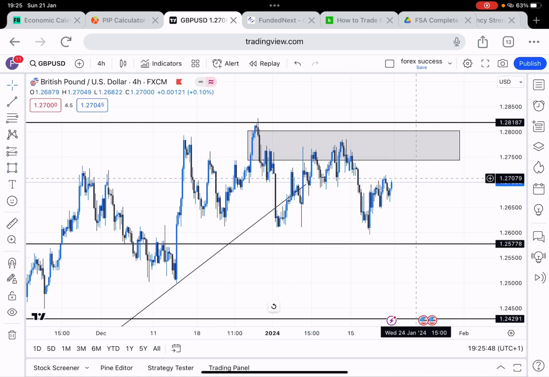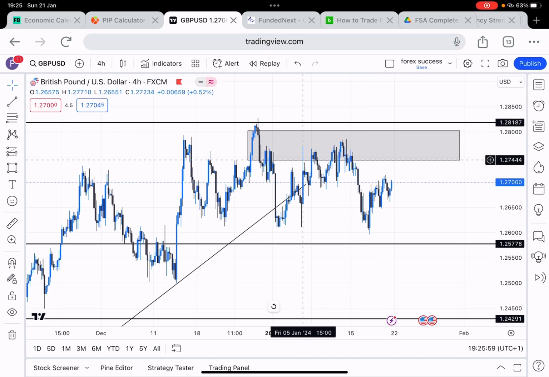So anywhere from here, I will expect this sell to continue. So when price gets up to tap into this OB, then I can expect the sell to fire all the way to the downside.